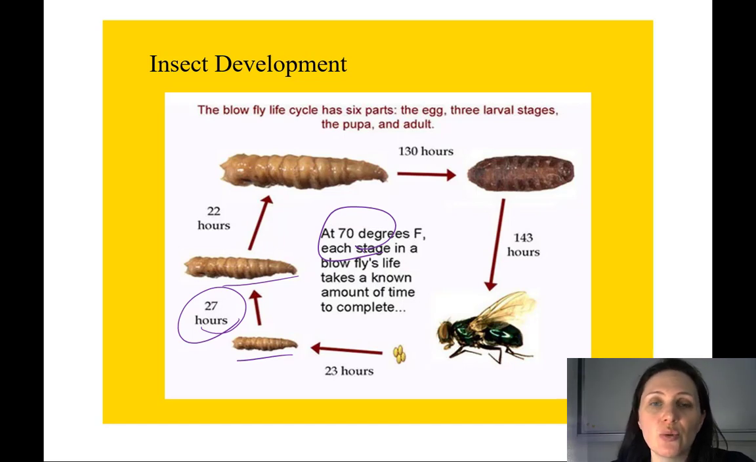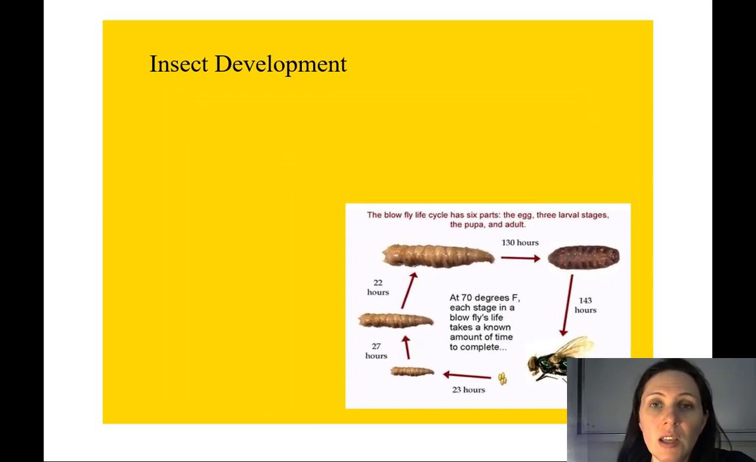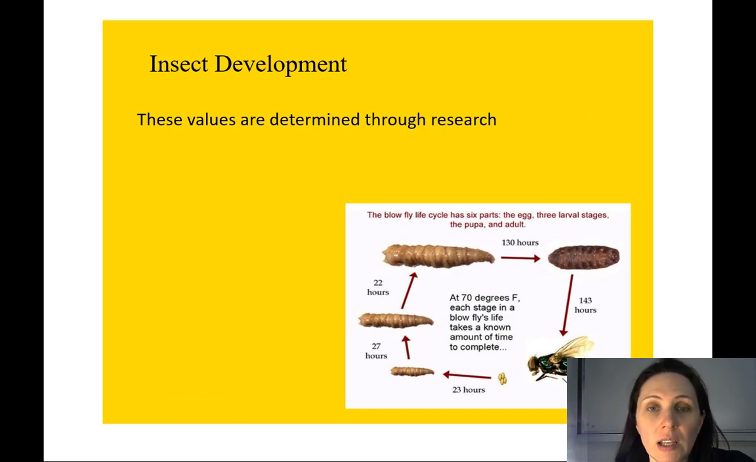Essentially, insects need to cook a certain amount of time in order to go from one stage to the next, and we can use that information in order to help us calculate PMI. Our knowledge of the development of these insects comes from a lot of research. In the lab, scientists determine how long an insect is going to take to go from one stage to the next if we control the temperature.